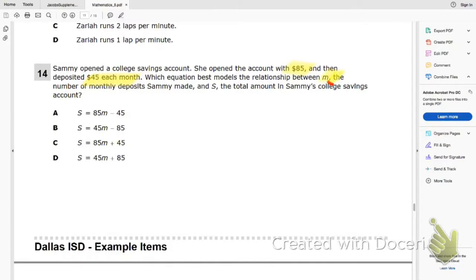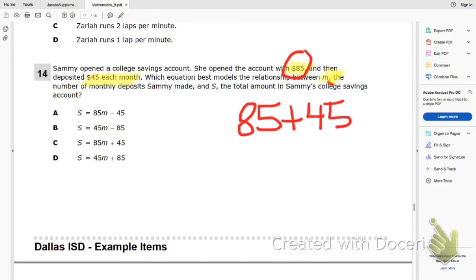Okay, we know that the account had $85, so 85, and then he deposits, so he's going to get another 45. When you deposit something, you're going to keep that money, so it's a positive 45 each. When we see each, we want to put an X through it, signifying that it is a variable. So we'll put M because that's our proper variable. So there's your equation, and then S is the total amount.